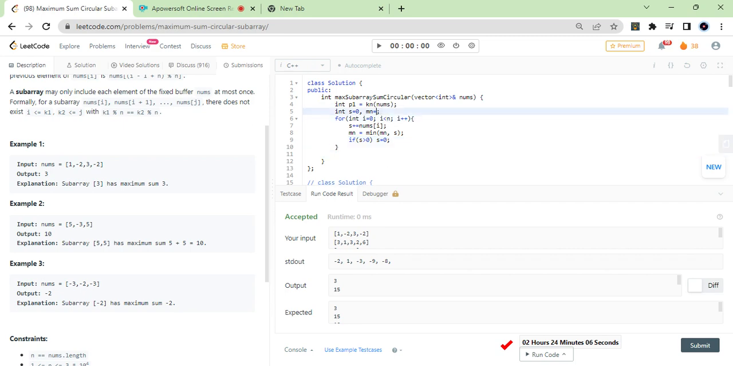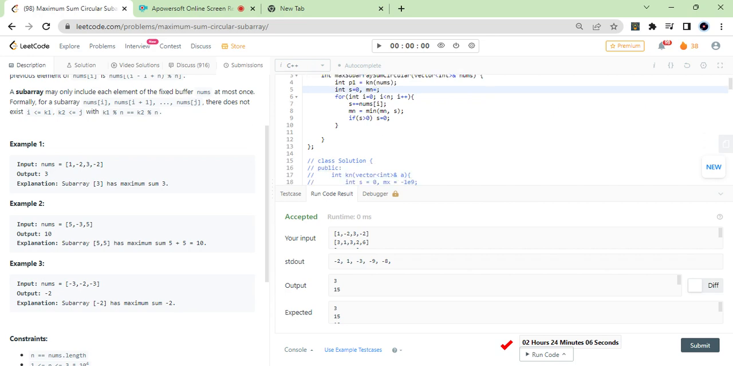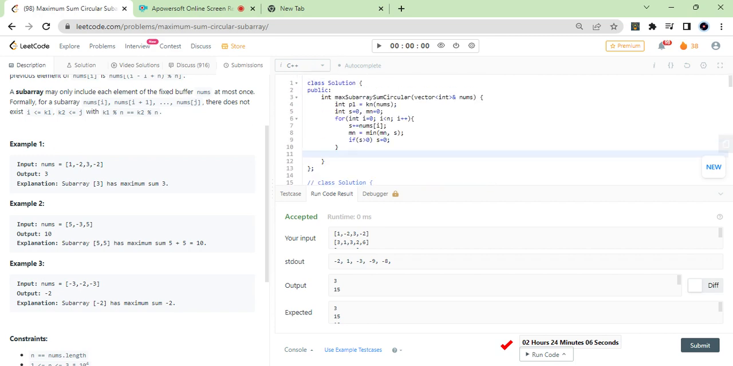You just have to initialize your mn with something. You can initialize it as 0, so that the sum would always be lesser than 0. But yeah, I think it should work. Initially I initialized the sum with a negative element also. Okay, now let's focus on total sum, because we also need the total sum.